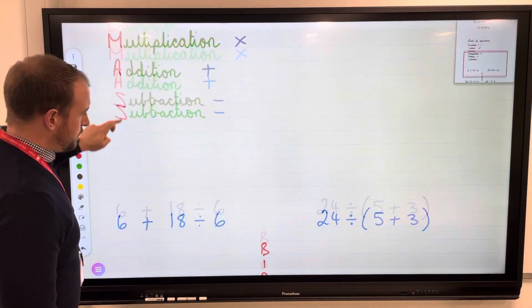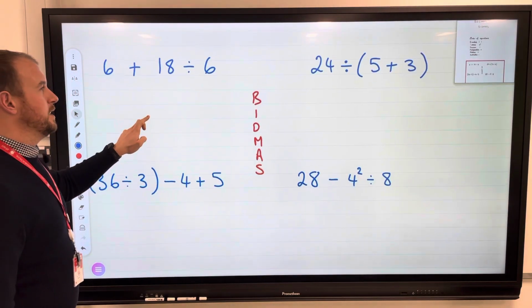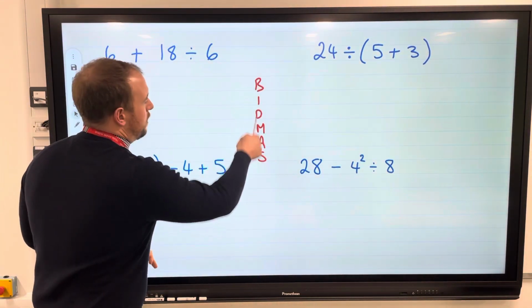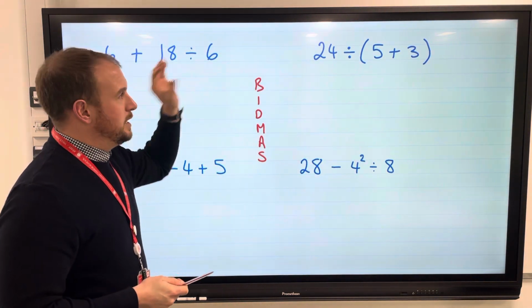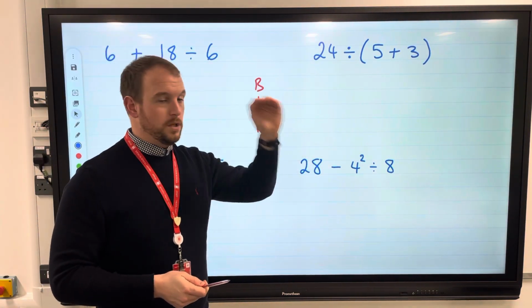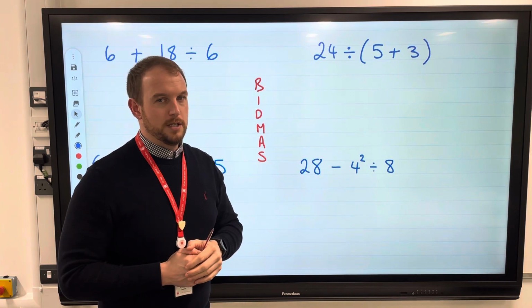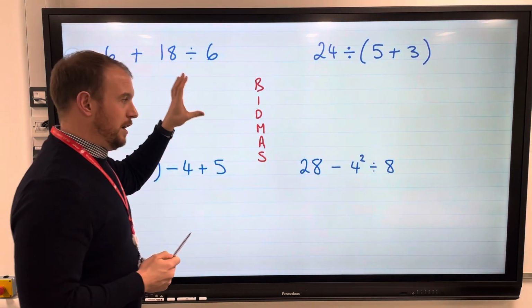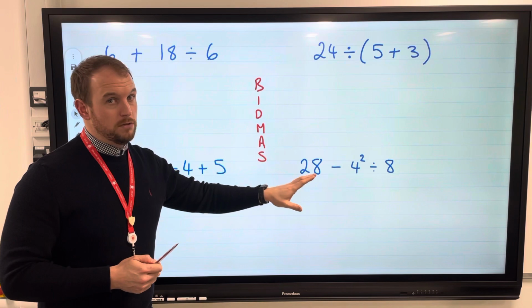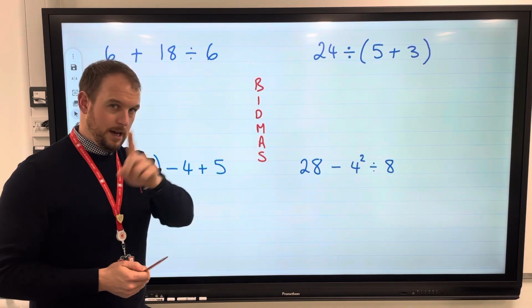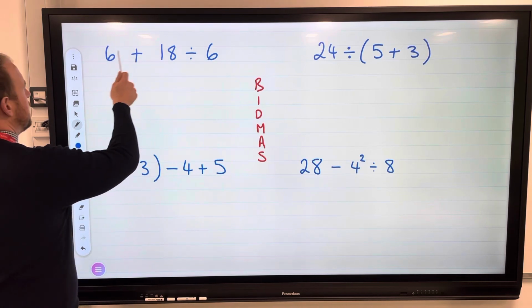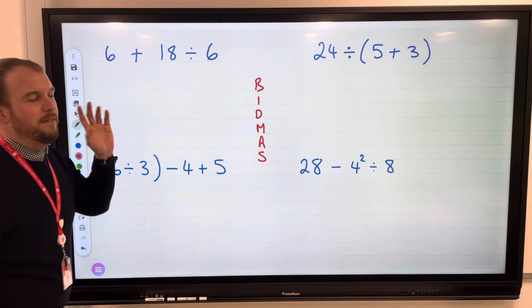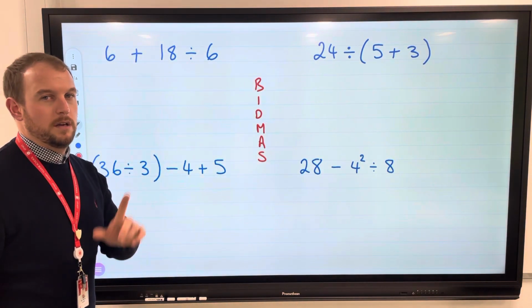Right. Here are 4 separate questions. You'll notice I've even written the word Bidmas in the middle as a mental reminder and a visual to help us know which order we need to answer these questions in, okay? Hopefully now you've seen these sort of questions floating around on social media, and this is what's going to help us to answer it. So we've got 6 add 18 divided by 6. Have a go before we even start. Okay, press pause, have a go.